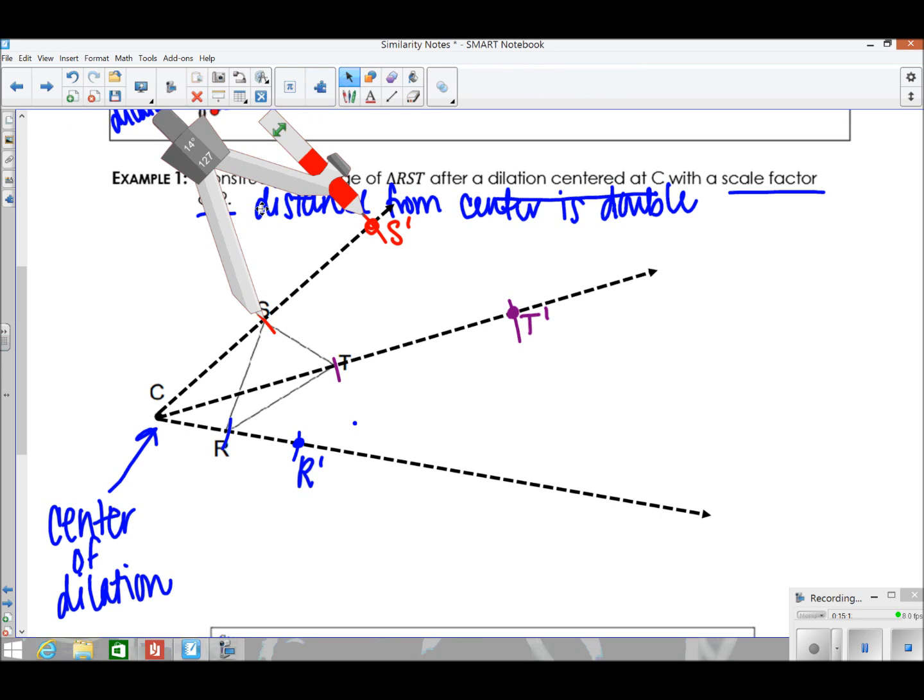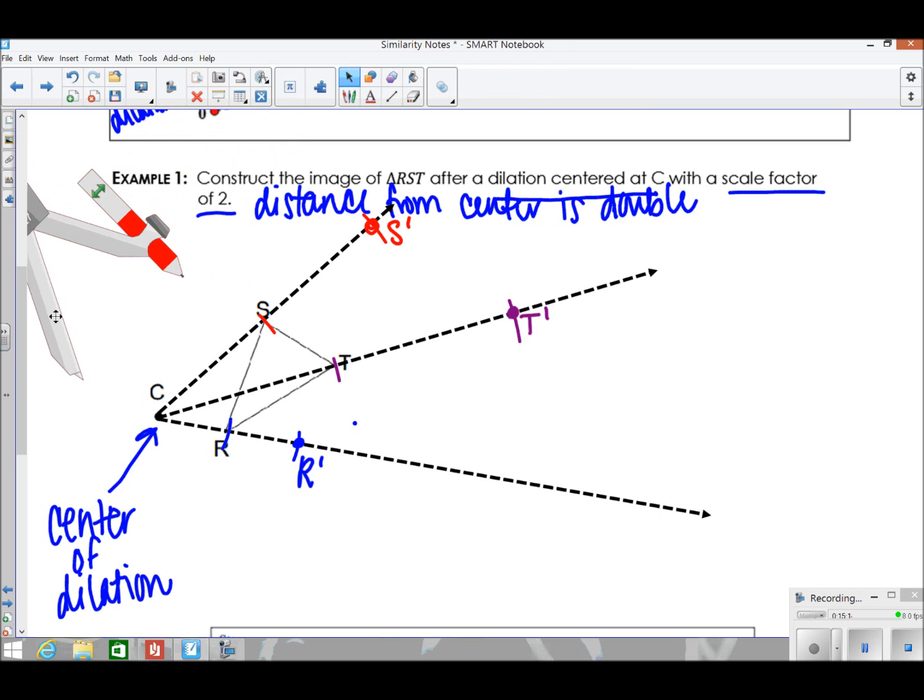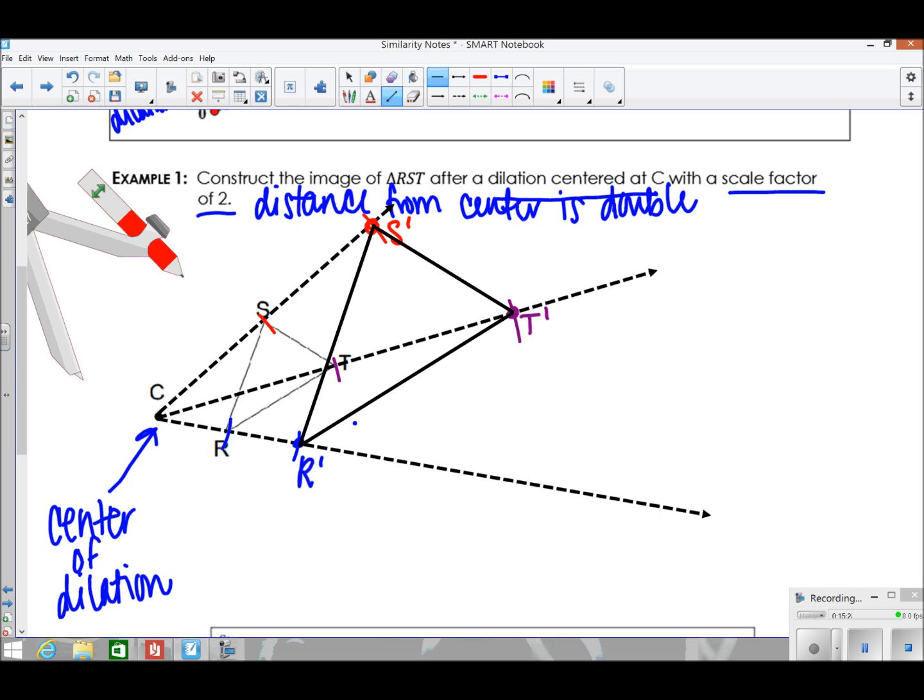And then once you have this, now you can see if I connect these 3 points, using my straight edge, you have a triangle that's the same shape as the original, but it's doubled in size. The lengths are all double. So there's your dilation. The instructions are down below too, so if you need them, they're down there.